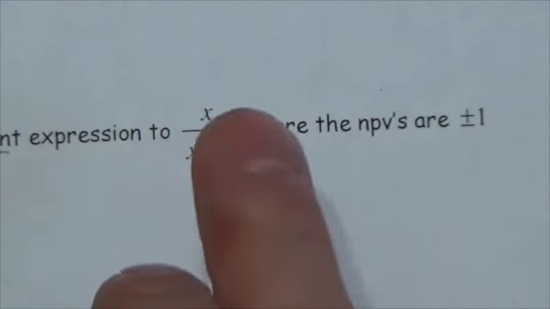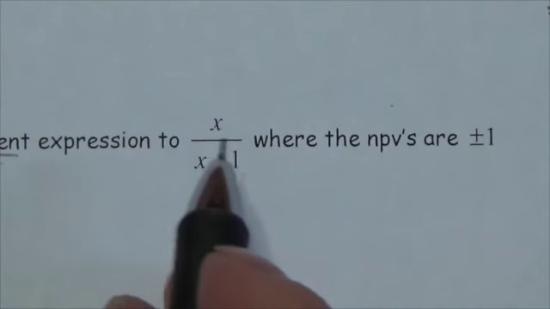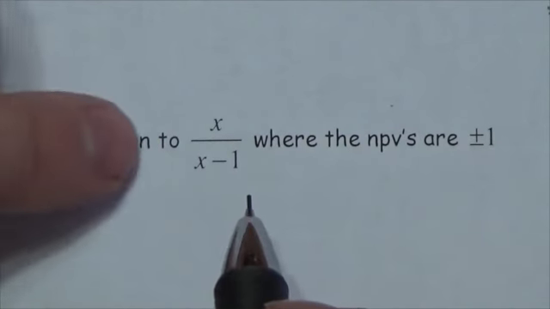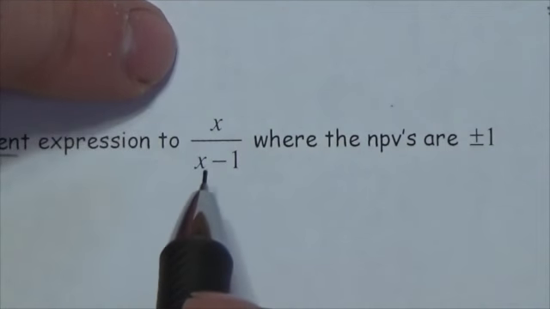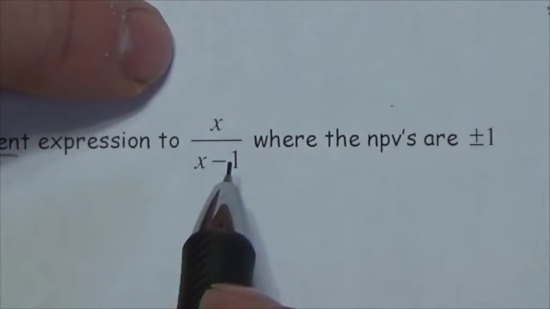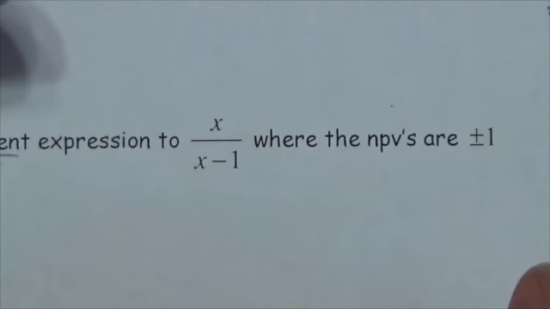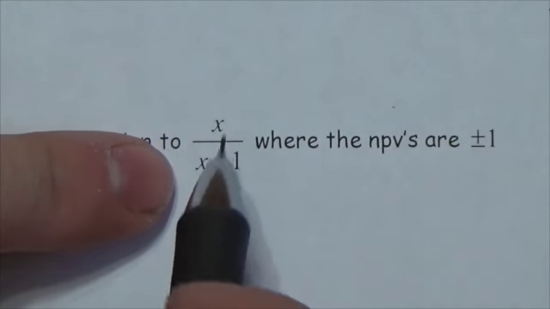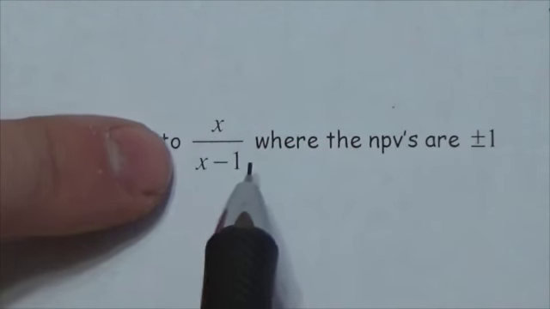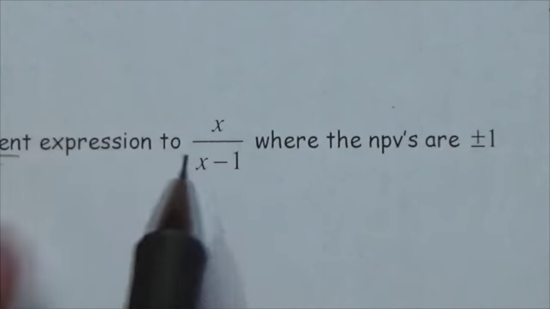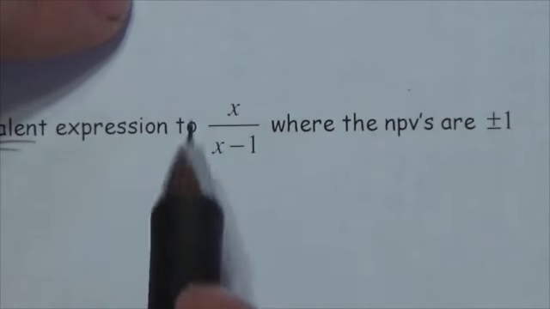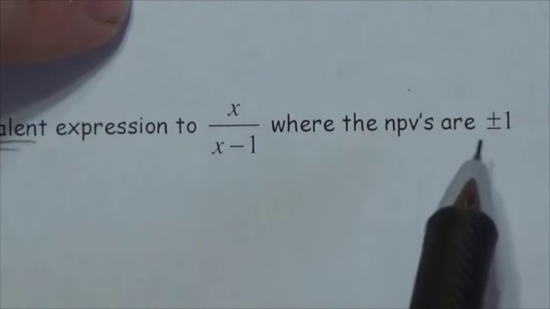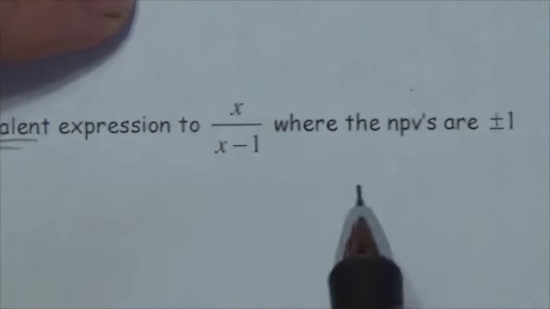Now take a look at this. What's the non-permissible here? Well, remember, it's not 0. I could actually plug 0 in. 0 divided by 0 minus 1. Well, 0 minus 1 is negative 1. 0 divided by negative 1 is just 0. That's fine. That's not a problem at all. I have no issue with that. However, if you plugged in a positive 1 here, 1 divided by 1 minus 1, well, 1 minus 1 is 0. 1 over 0 is undefined. That's no good. So this has a non-permissible at positive 1. What it doesn't have is a non-permissible at negative 1.